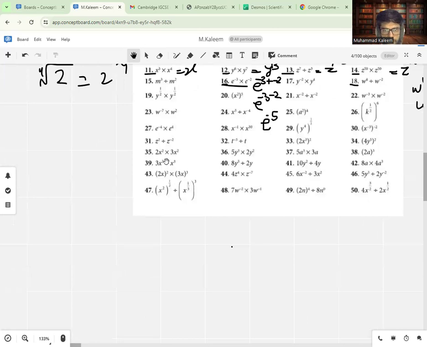Okay, now we have to skip a few questions because these are very similar questions, up to question number 23. Question 19 is also very easy. You just have to add these powers. So their sum will be equal to 1. 1 over 2 plus 1 over 2 will be 1. So its answer will be y.